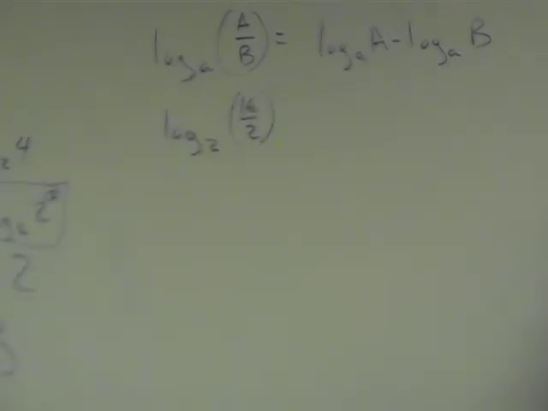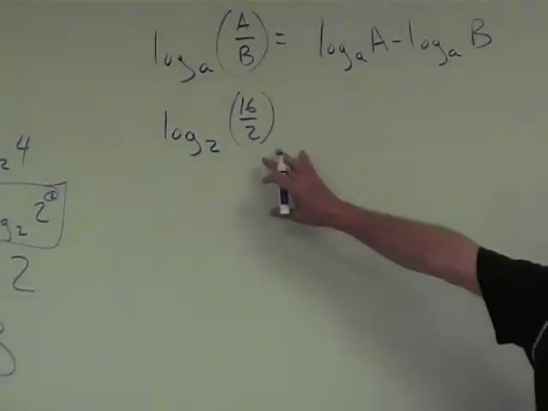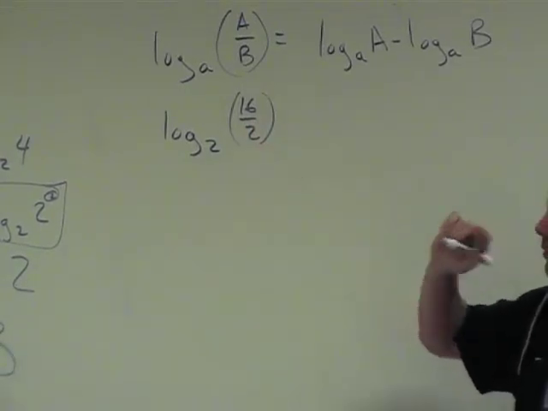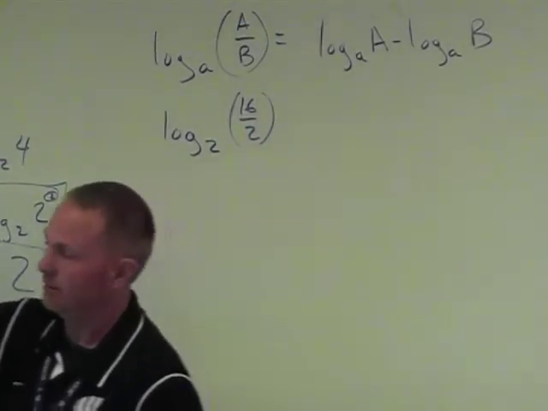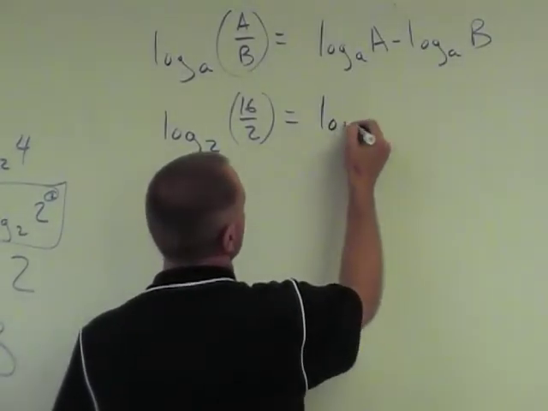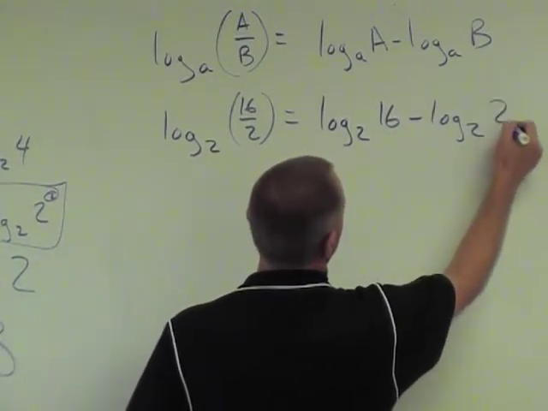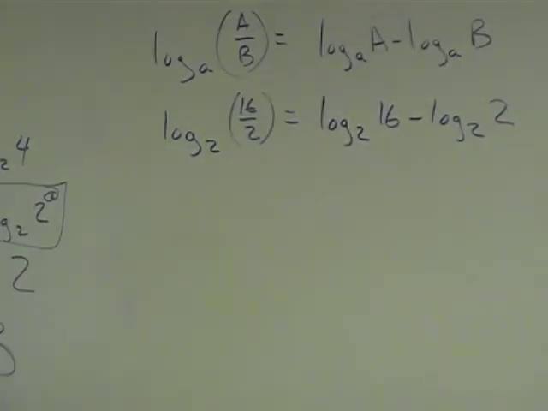Good. Alright, we good? Does everybody understand what I've done here? Just picking values that we know the answers to. Log base 2 of 8 is 3, so our answer should be 3 when we're done. So if we split these apart, log base 2 of 16 minus log base 2 of 2, top minus the bottom one.